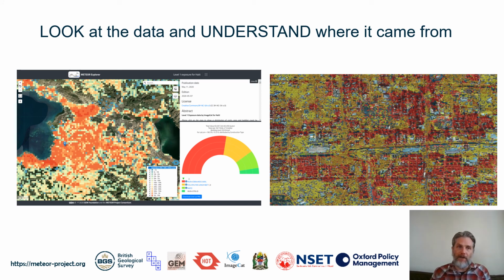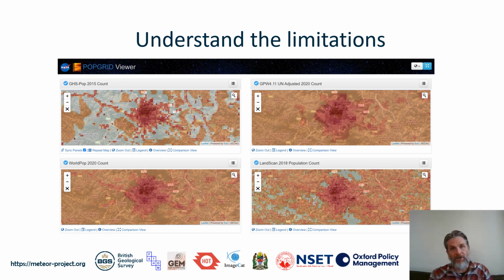But really look at the data, understand what it is that you're dealing with, and use that to determine what the appropriate decisions are that can be made from the data source, and understand the limitations. And this is an application. The PopGrid viewer was put together specifically to understand the limitations of the data by giving you multiple views of estimates of population, just for the purpose of understanding that uncertainty.